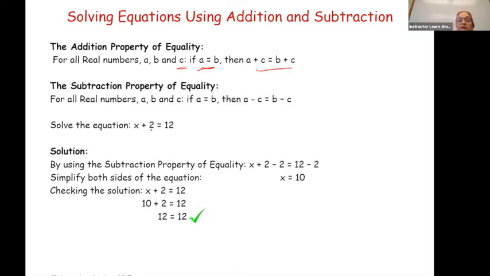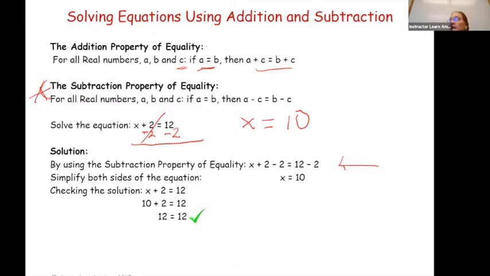If we have a plus 2 here, to undo that, we're going to want to subtract. So we're going to subtract 2 from both sides of the equation using the subtraction property of equality. And that will give us x. The plus 2 and the minus 2 will add to 0, and the 12 minus 2 will give us 10. So here, using the subtraction property of equality, we see x plus 2 minus 2 is equal to 12 minus 2, and x is 10.